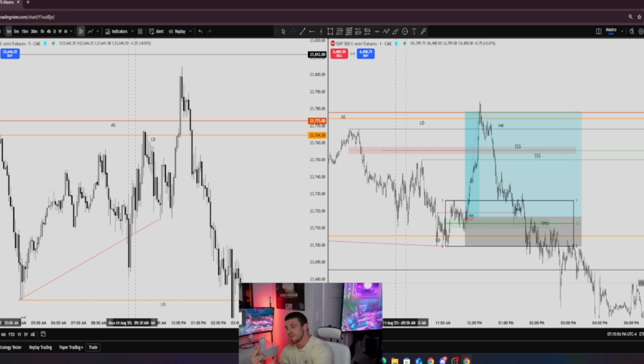Find your liquidity sweep, find your SMT, scale down to the 5-minute time frame, 5-minute break of structure, look for a 5-minute fair value gap, 5-minute equilibrium, scale down to the 1-minute time frame, look for your continuation confluences, and go from there. Sorry, that's my dog scratching at the door. But other than that, hopefully this could be helpful.